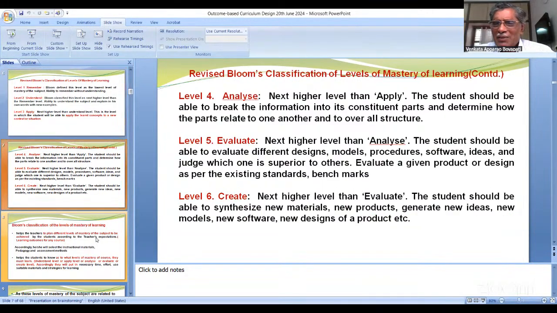Then the analyze level, the next higher level, then the apply level. The students will be able to break the information into parts and determine how the parts relate to one another and to the overall structure.